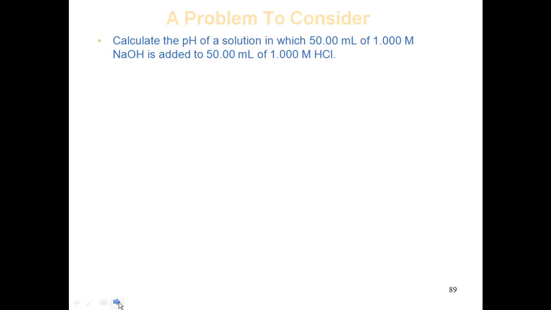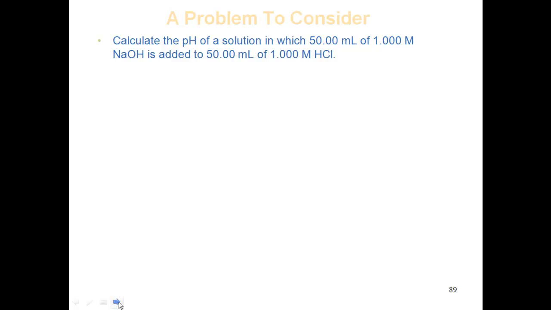Let's look at this problem. Calculate the pH of a solution in which 50 milliliters of 1 molarity sodium hydroxide is added to 50 milliliters of 1 molarity HCl. So the way our process goes, we say, is this a single solute or a reaction? The answer is it's a reaction. Since it's a reaction, our next question is, is it a neutralization or is it a buffer? And the answer is, well, it's just a strong acid, strong base. That's just a neutralization. So how do we handle neutralization? We go through those 4 steps.